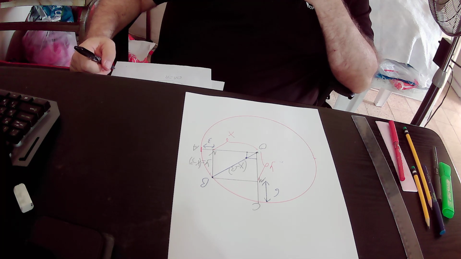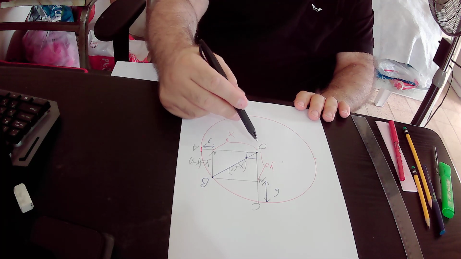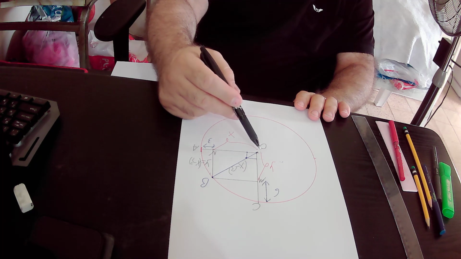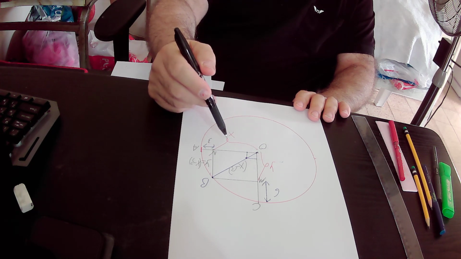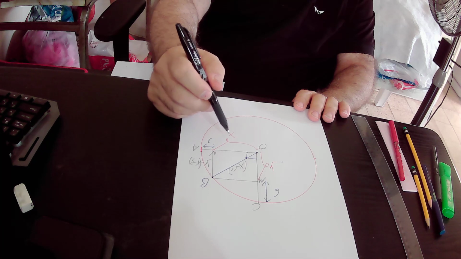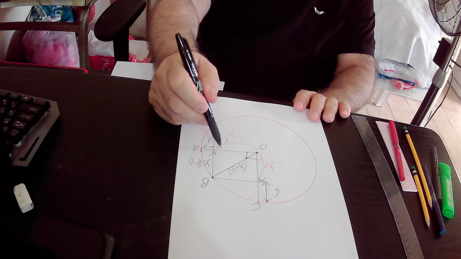So actually, all the angles in a rectangle equal 90 degrees. Especially in the rectangle OMBN, all of its angles equal 90 degrees, and especially angle ONB equals 90 degrees.